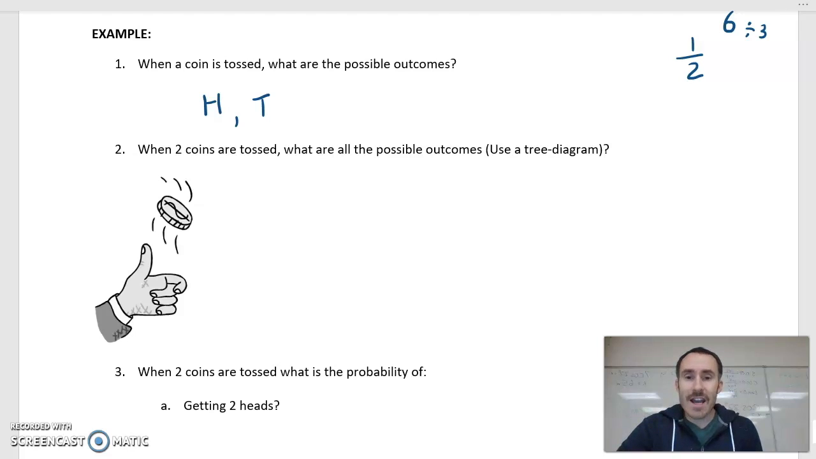So we're going to diagram that out like this. So our first coin, let's just write down first coin.